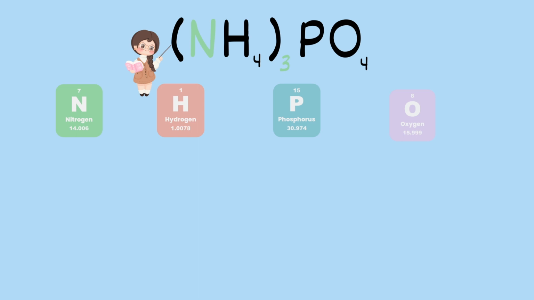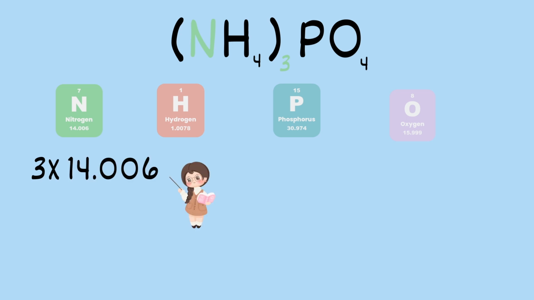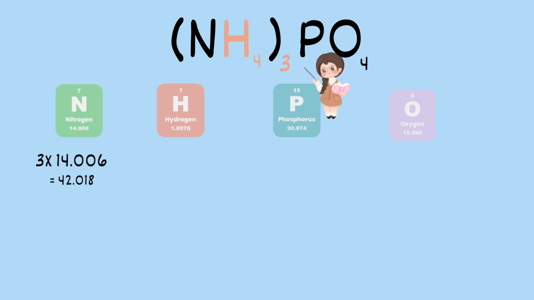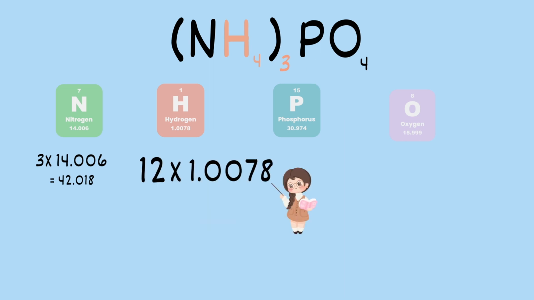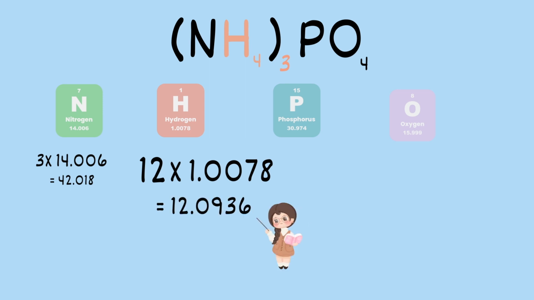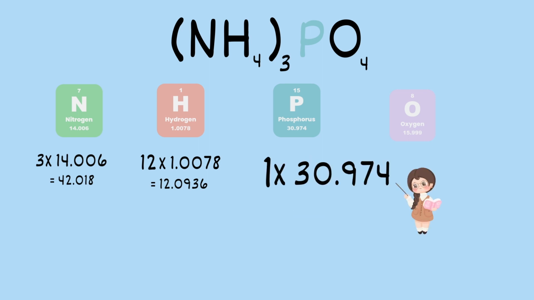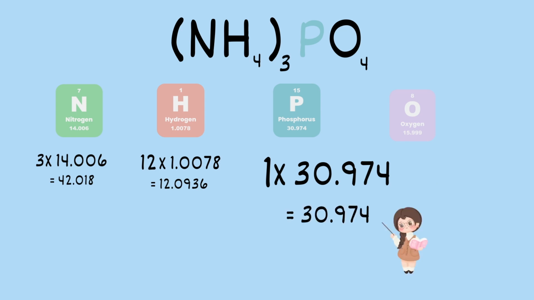Starting off with nitrogen, we have 3 nitrogen in our molecule multiplied by the molar mass, 14.006. That gives us 42.018. Next, there are 12 hydrogen atoms here multiplied by the molar mass, 1.0078, and we get 12.0936. Phosphorus, we just have 1 atom, so 1 times 30.974, that's going to give us 30.974.